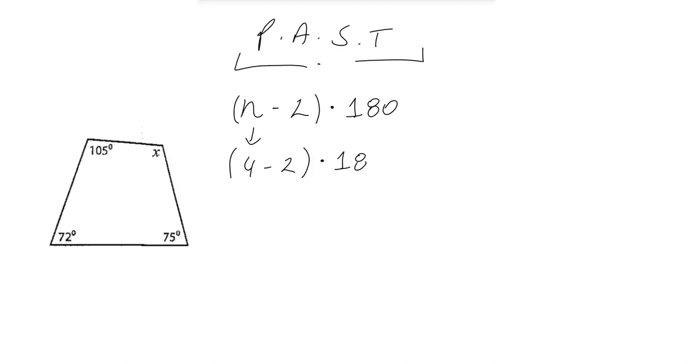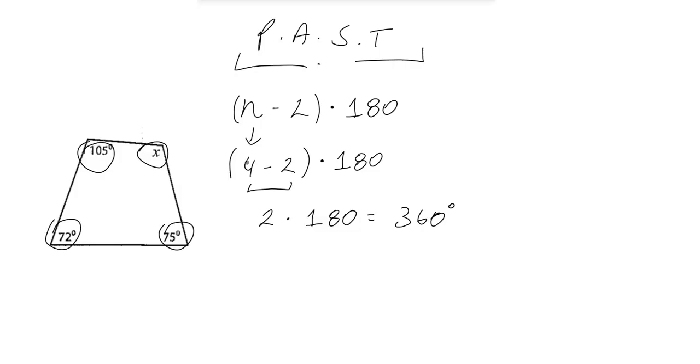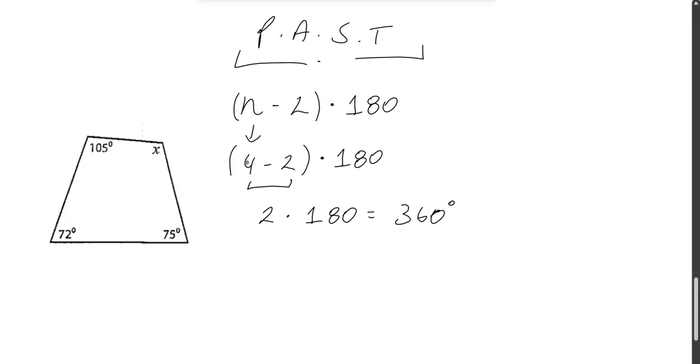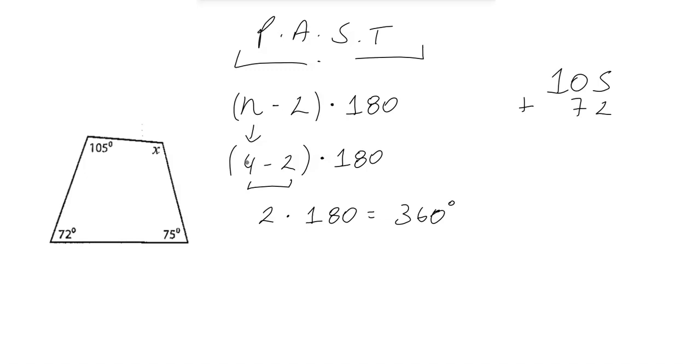They don't change. So first the parentheses, this is going to be 2, and then I'm going to multiply that by 180. And that means 360 degrees is the sum of all these 4 angles. And I have been given 3. So I have been given 105. I'm going to add it to the other one I have been given, which is 72 degrees. And I'm going to add it to 75 degrees.